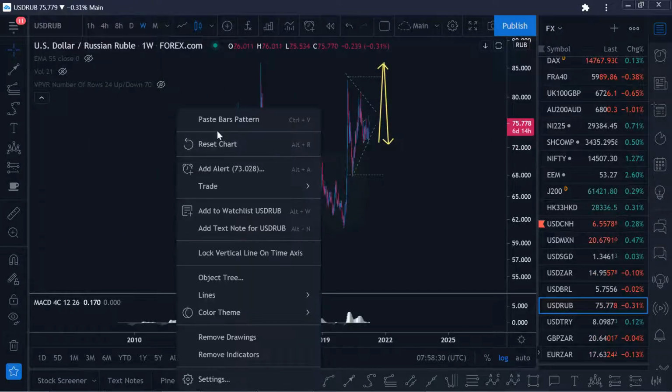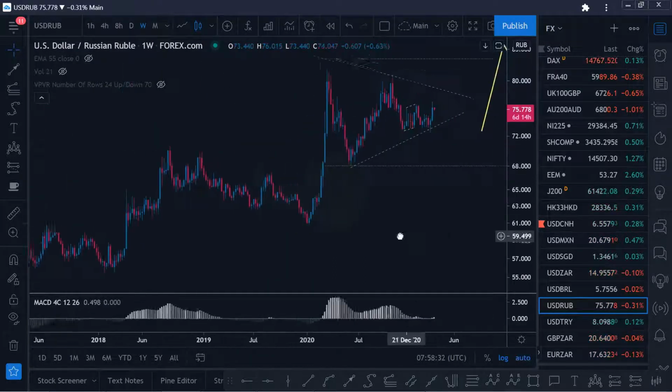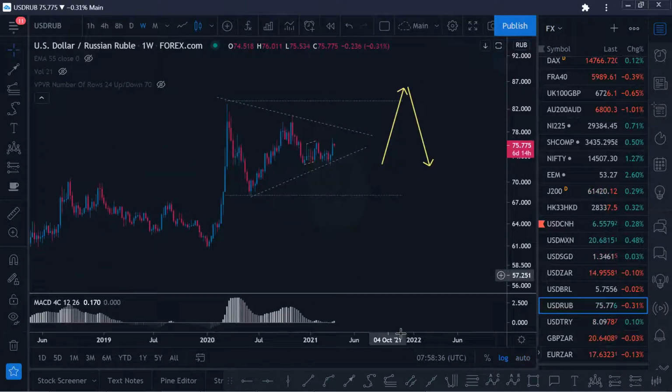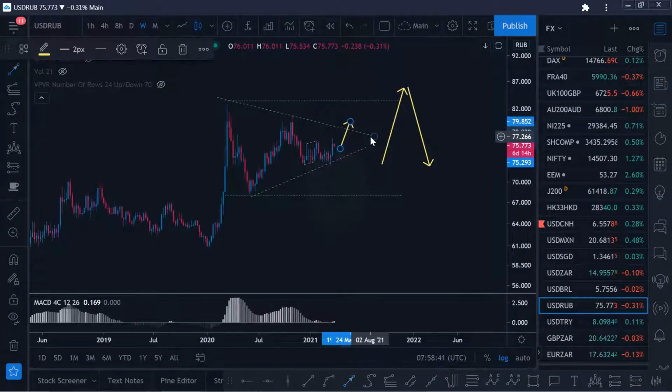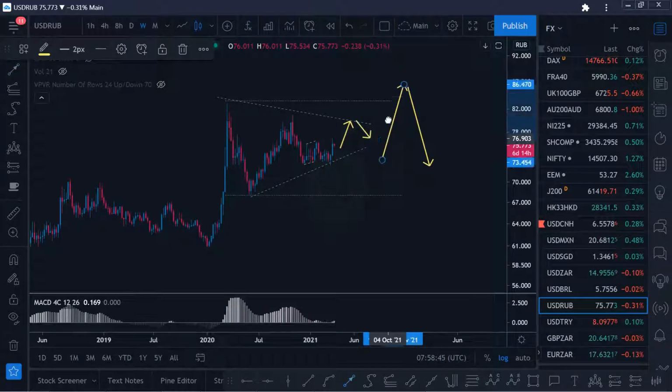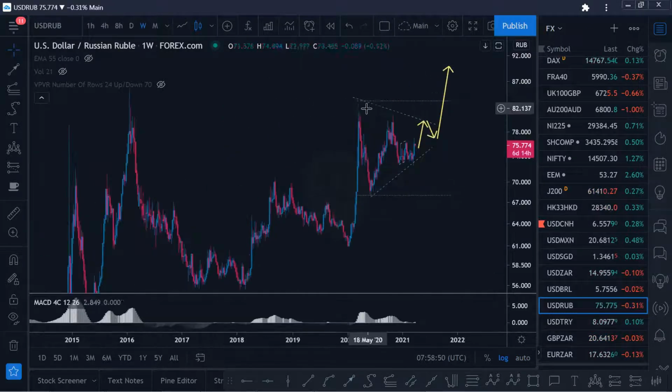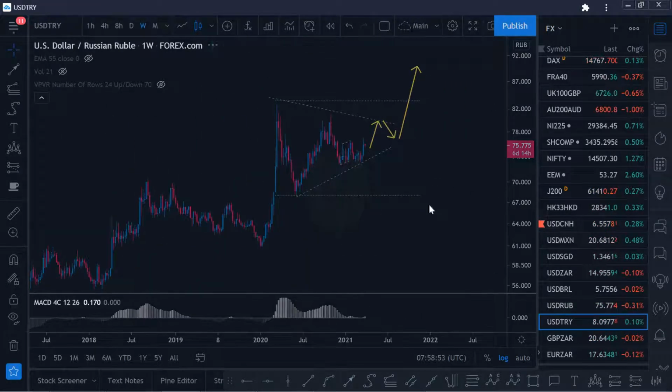The Russian ruble also looks like it's impulsed and then gone into what looks like a triangle corrective structure. So what we can expect here is potentially another move up, and then another leg down, and then from there a strong impulse to the highs to break these highs at 82, and potentially a continuation moving forward.